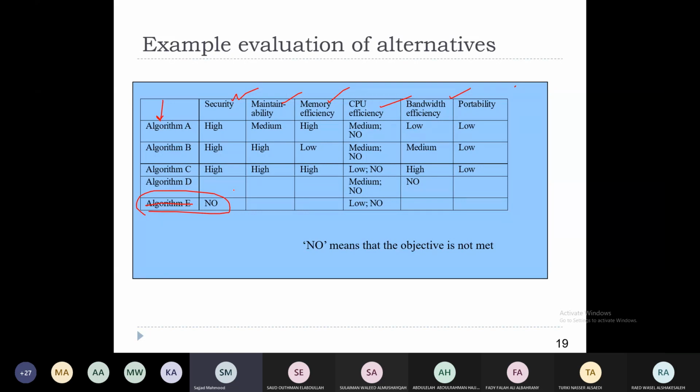Is this message clear, right? That you don't have to do a lot of complicated things. Something as simple as this will serve the purpose. Yes, it's clear. Cool. Of course, deciding that for algorithm C, security is high, you need to understand algorithm C, isn't it? Yes, of course.